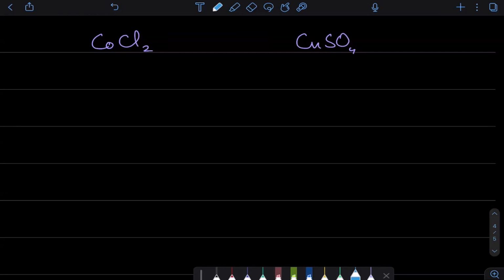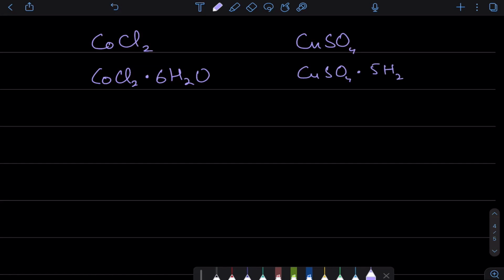Why? Because these are the compounds that bond with water and change their colors. So cobalt chloride, when you add some water to it, it makes this compound. And copper sulfate, when you add water to it, it makes this compound. Now the advantage is that the color changes. So this one goes from blue to pink, and this one goes from white to blue.